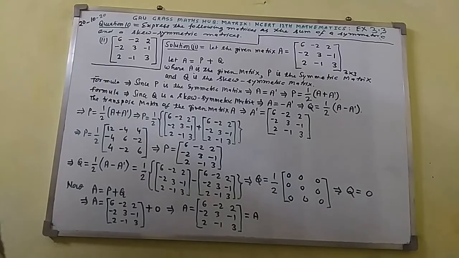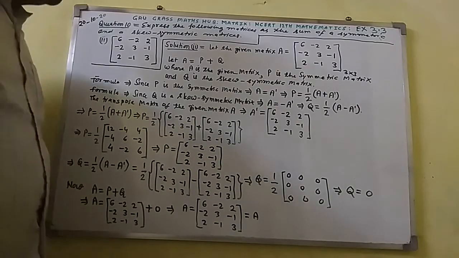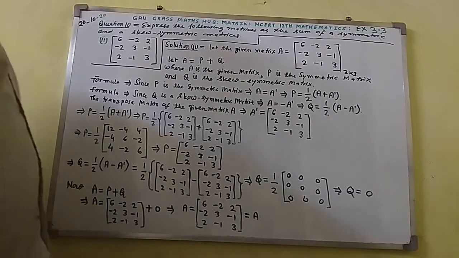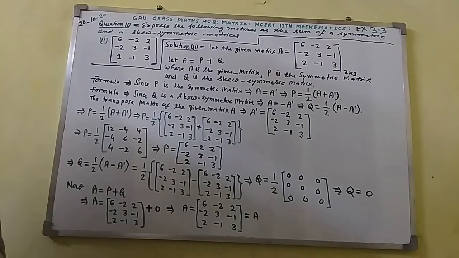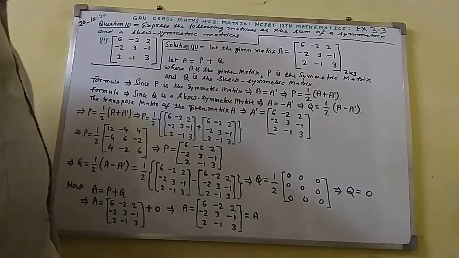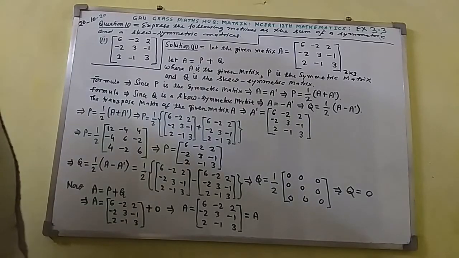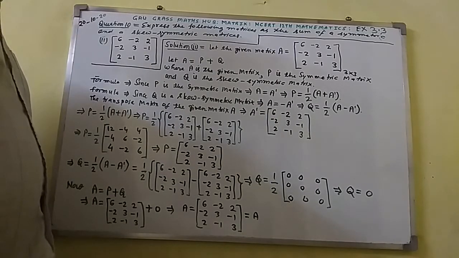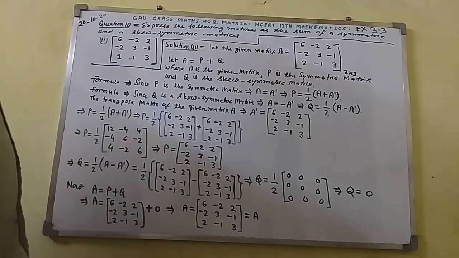Opening of square bracket I have done. The elements of the first row I have written 6, minus 2, 2. The elements of the second row I have written minus 2, 3, minus 1. The elements of the third row I have written 2, minus 1, 3. Now come to the solution here.